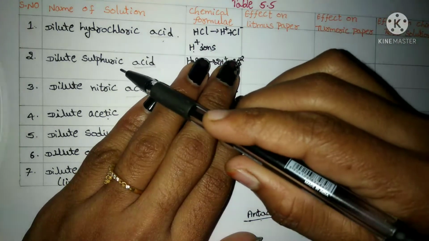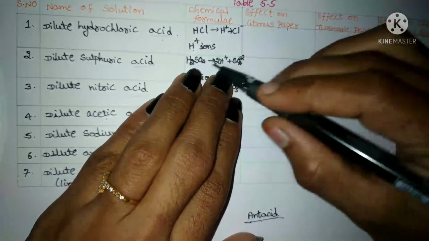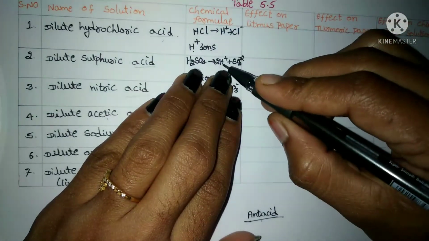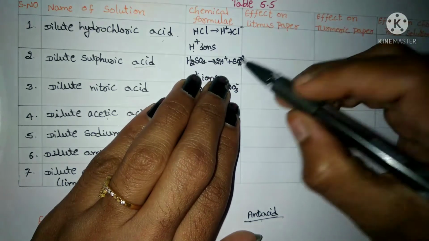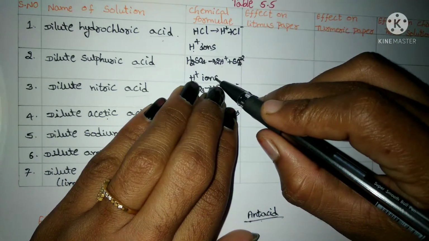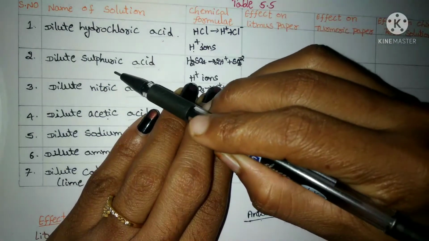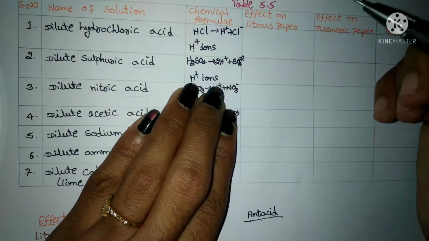Next, the chemical formula of dilute sulfuric acid is H2SO4. It will convert to 2 H+ ions and SO4 2- ion. So here also H+ ions got released, right? So here the nature of dilute sulfuric acid is acid.